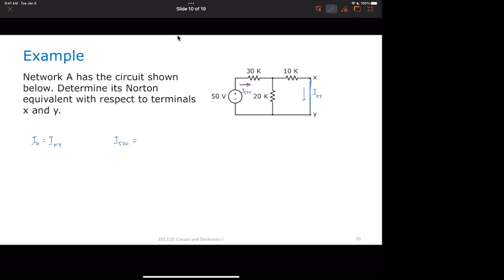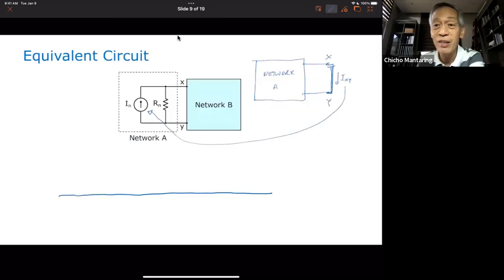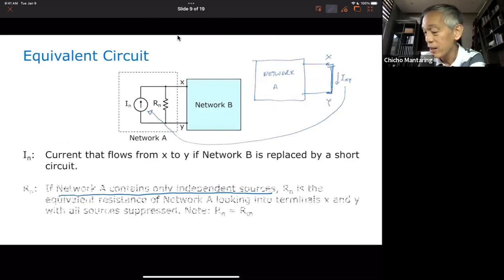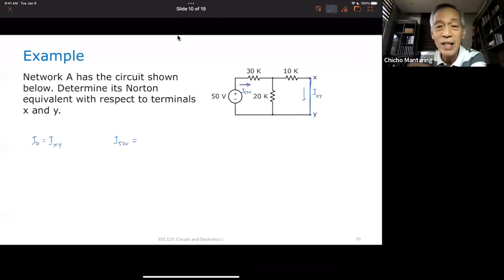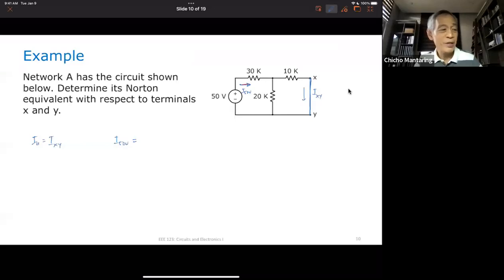Yes, sir. Remember that when you use Ohm's law, this is a common mistake that I see so many times. Kapag gagamit kayo ng Ohm's law, you make sure that you are using the voltage across the resistor to compute for the current through the resistor. Unfortunately, 50 volts is not the voltage across your 30K. So again, what is I 50 volts? Sir, is it 1.36 milliamp? 1.36. Actually, to be honest, I don't know. Let me compute it.